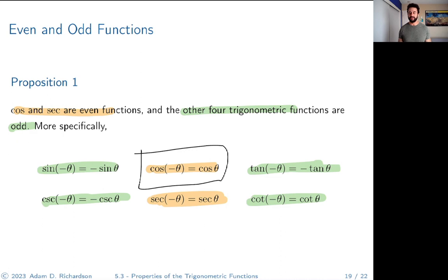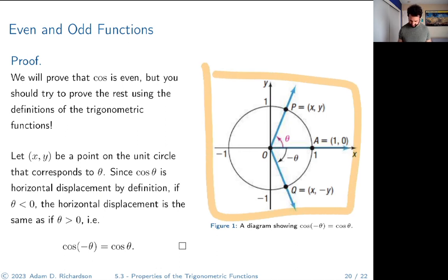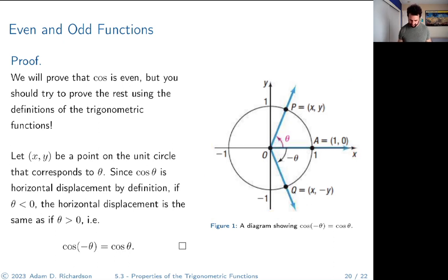What that means is if I change the angle to a negative angle, that just doesn't change the horizontal displacement. But even when I say that out loud, that's it, right? That is the proof. And here's the picture of it. If I change my angle from a positive value to a negative value, that doesn't change the horizontal displacement.